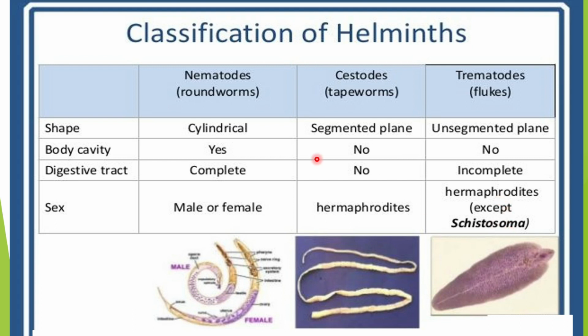Coming to the head end, there are no suckers or hooks in nematodes, that is, in roundworms. They have a well developed buccal capsule. In cestodes, suckers are present, often with hooks. But in trematodes, suckers are present but hooks are absent. So these are regarding the helminths.